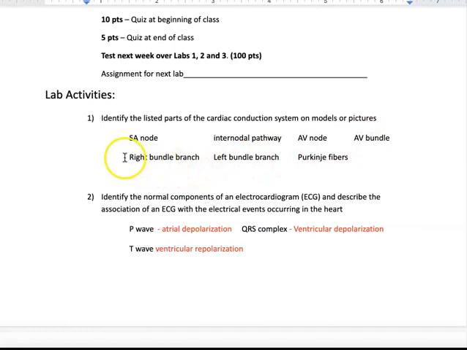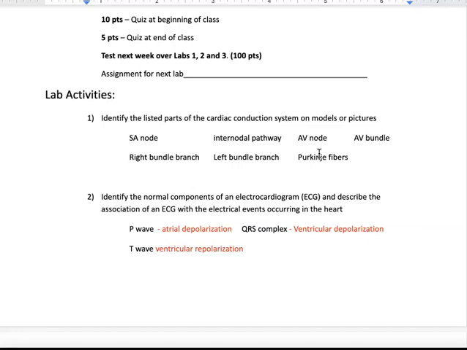Then it branches to head down the right ventricle through the right bundle branch, and down the left ventricle through the left bundle branch. It then spreads throughout the ventricles through the Purkinje fibers, which you can see on our models. There are those little Y structures that kind of look like antibodies that come off the bundle branches.